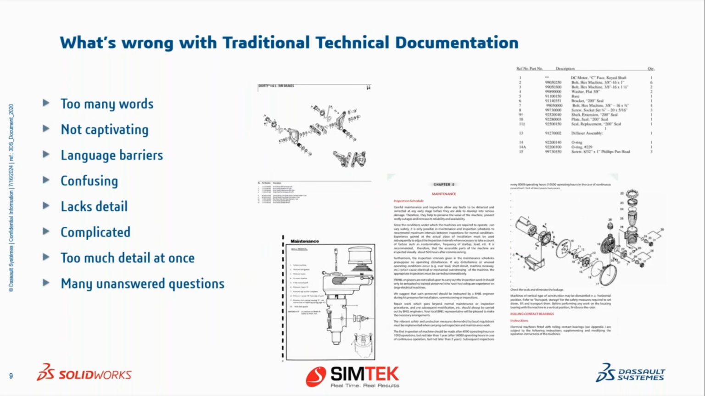Moving to what's wrong with the traditional technical documentation process. You need to type a lot of content in the traditional method, and there are image quality issues, language barriers between team members, and lack of communication. Many such things come with traditional documentation. These are the wrong things you need to work on.